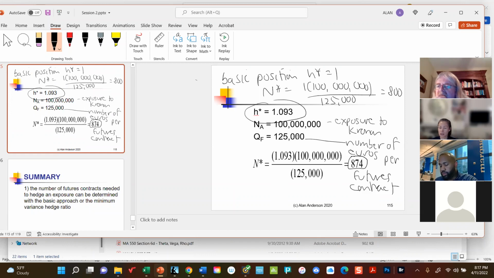So you're buying 125 times 874? No, I just need 874 euro contracts to hedge my risk. But each euro contract is one. That's right, but I'm exposed to 100 million kroner. That's why it needs so many contracts. Okay. Okay, yes.